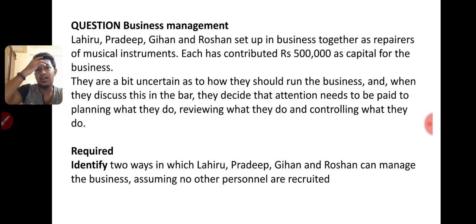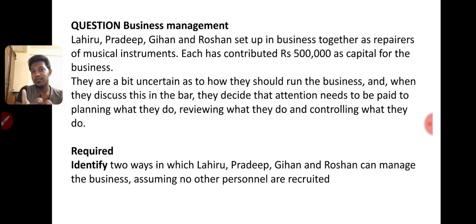So, the question: Lairu, Pradeep, Gyan and Roshan set up a business together as repairers of musical instruments. Each has contributed 500,000, so altogether 2 million for the capital of the business. They are a bit uncertain as to how they should run the business. When they discuss this in the bar, they decide that attention needs to be paid to planning what they do, reviewing what they do and controlling what they do. They don't know what to do or what to plan. So identify 2 ways in which Lairu, Pradeep, Gyan and Roshan can manage the business, assuming no other personnel are recruited. So give the idea.